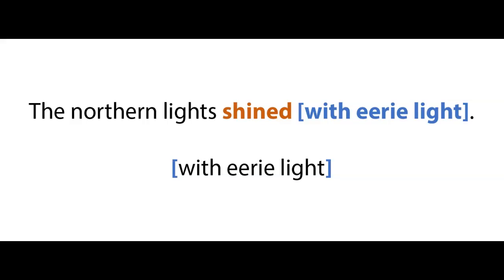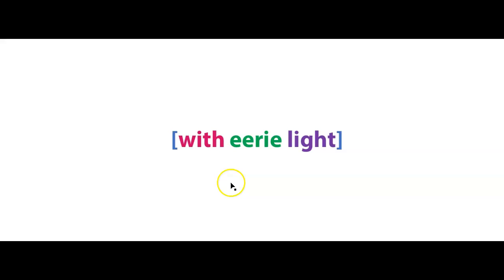So, we had this sentence, the northern lights shined with eerie light. And our prepositional phrase was with eerie light. And we looked at it and we said, okay, well, we have with, that's our preposition. We have eerie is an adjective modifying the noun light. It turns out that that noun light has a particular name. It is called the object of the preposition. So, here's the preposition, here's the object of the preposition. It belongs with the preposition.